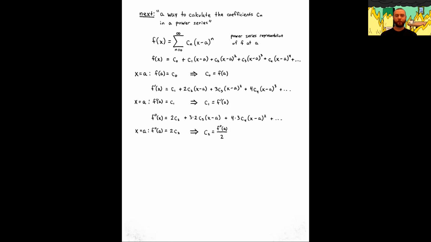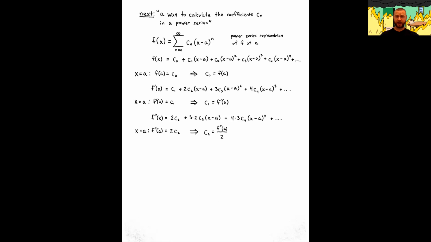We can solve for the value of c sub 2, continuing. We have c sub 0. We determined c sub 1. We can now solve for c sub 2. And what we get is c sub 2 equals the second derivative at a divided by 2. And you can probably see what we're doing. We differentiate and then plug in x equals a to get the value of each next successive coefficient.